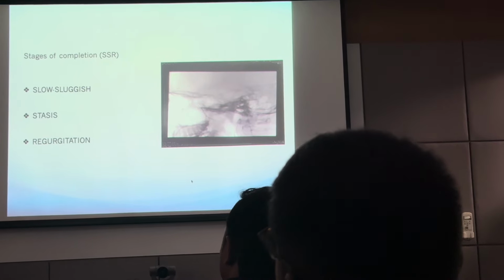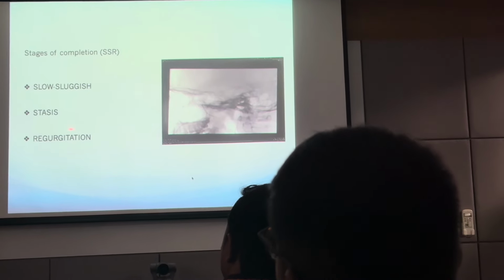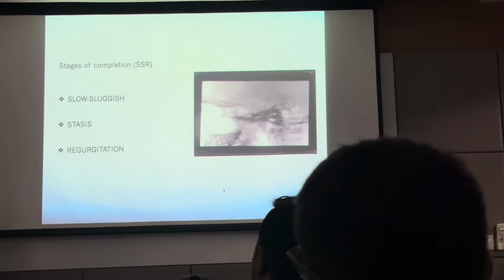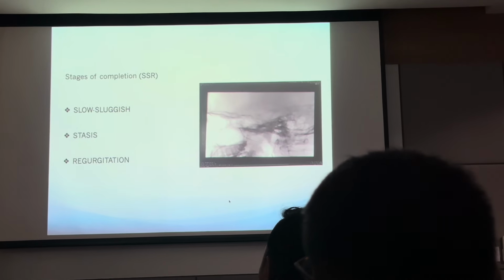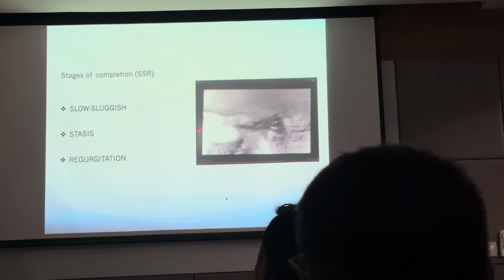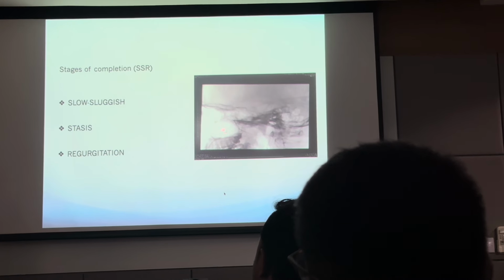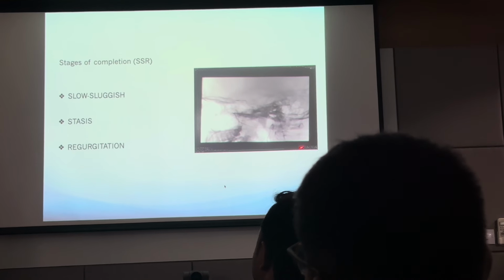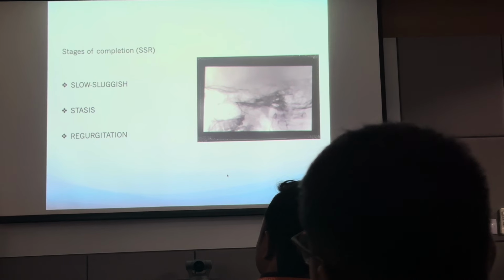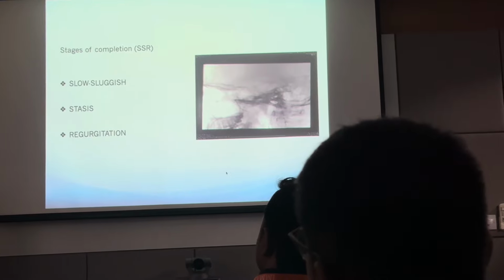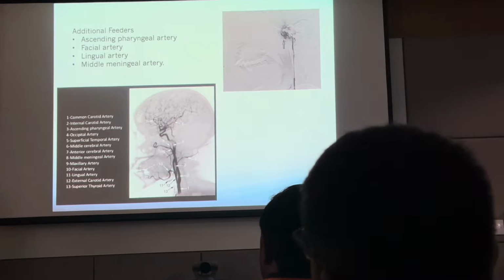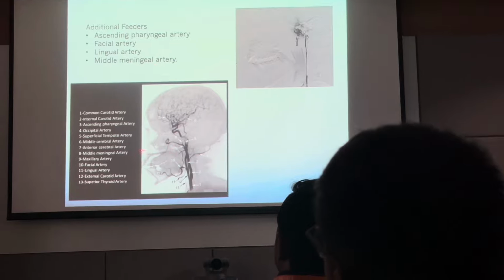So the idea is we will not go till regurgitation. Once we get the stasis, that's enough for embolization. Again, if somebody over-enthusiastically goes on till regurgitation, no harm, because we are sitting deep in the internal maxillary artery. So this regurgitation will not happen all the way down and then into the ICA. It is almost deep. So once that particular feeder is done, then we will go and search for other feeders.